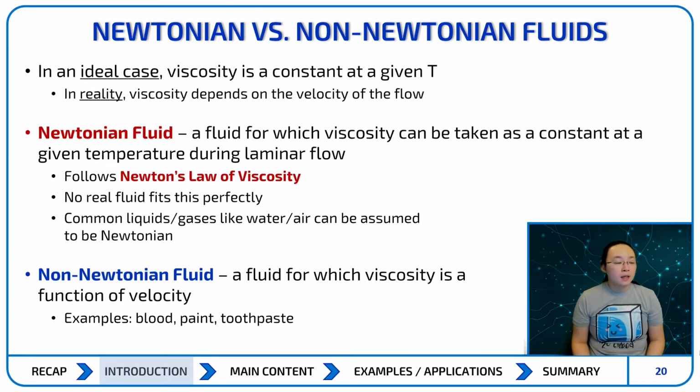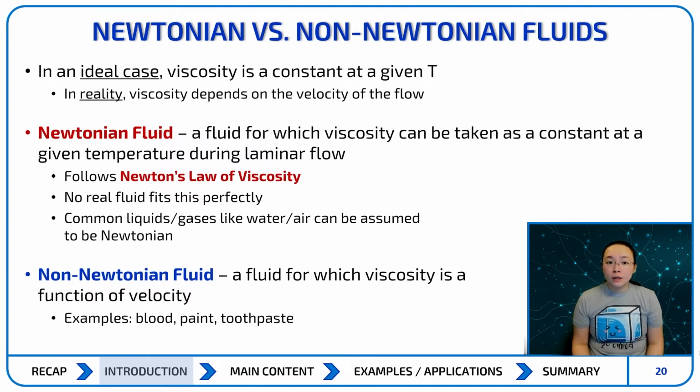So in an ideal case, which is what we'll start off with, viscosity is going to be a constant at a given temperature. But in reality, viscosity really depends on the velocity of the flow. So what we're looking at here is your shear rate and your shear stress. And that's going to tell us whether you have a Newtonian fluid or a non-Newtonian fluid. So let's start off with a Newtonian fluid.